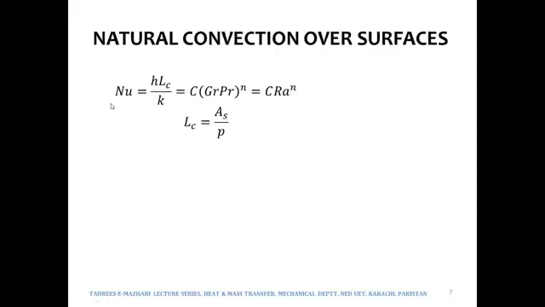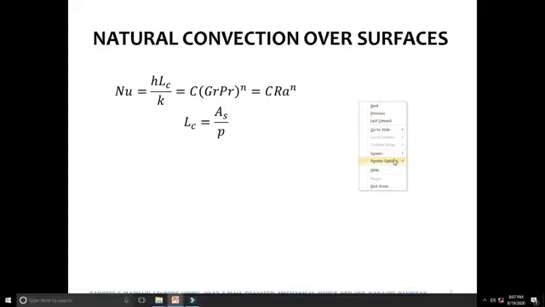Again, as in the case of forced convection, we have seen that the Nusselt number, which is the ratio of hL over k, is a function of Reynolds number and Prandtl number. So over here, when we talk about natural convection, that Reynolds number has been replaced by Grashof number.